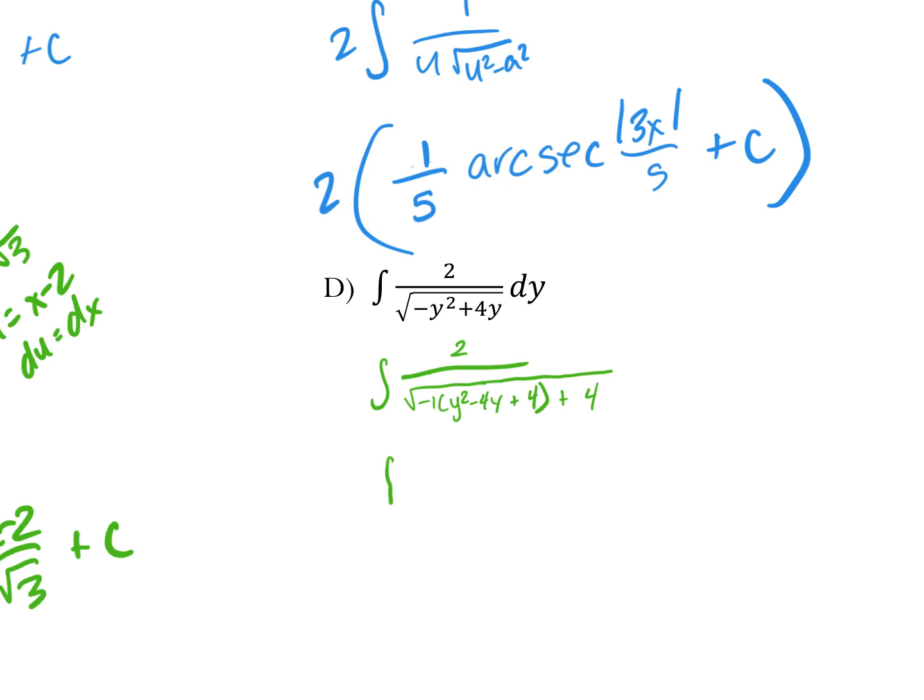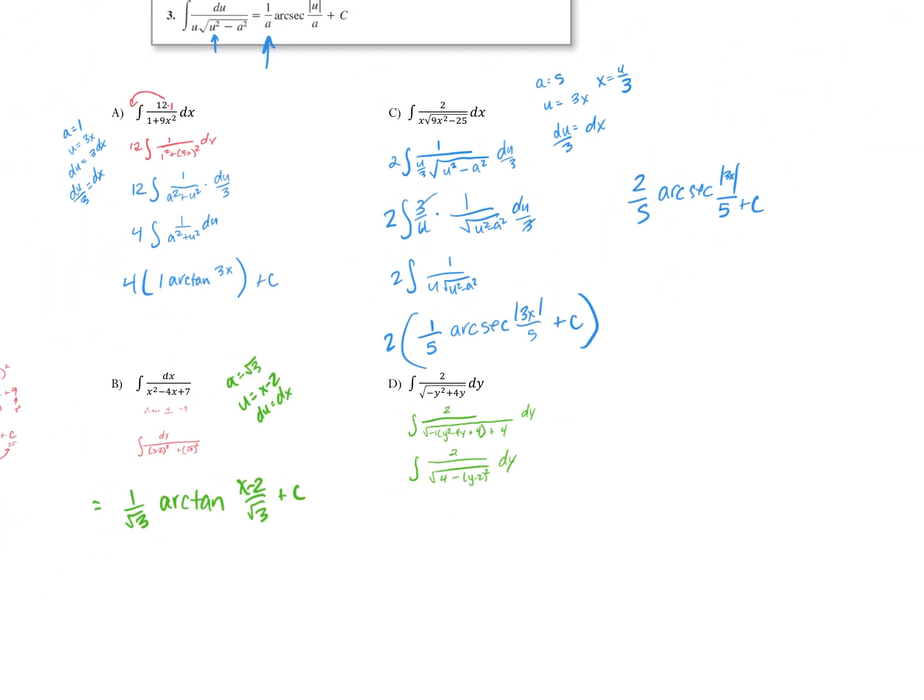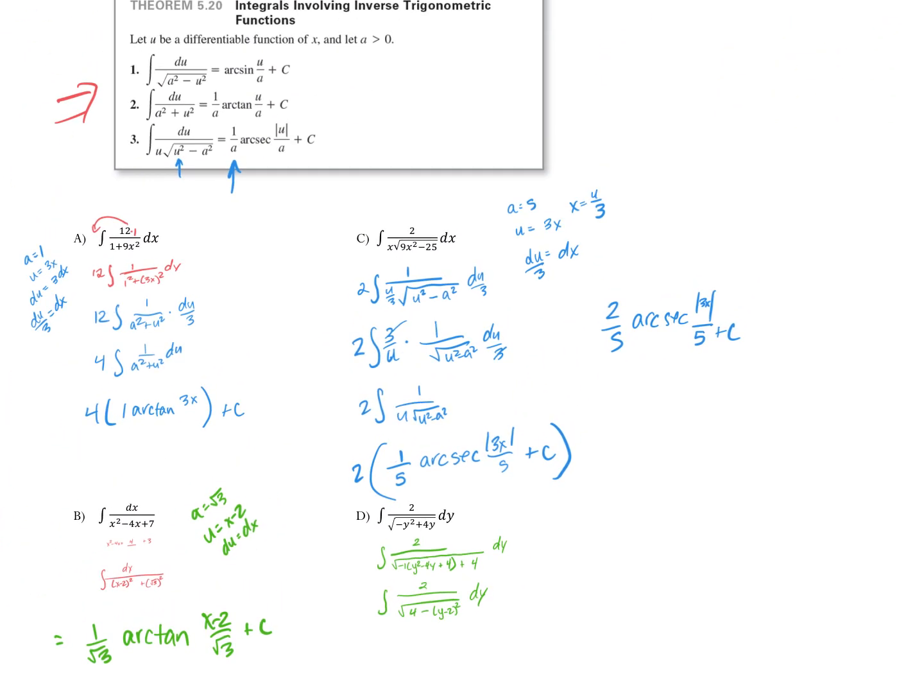So now we have the integral of 2 over the square root of 4 minus y minus 2, the quantity squared, dy. How are we feeling? Does this feel pretty decent? All right, so now what are we looking at? A is 2. A equals 2. B is y minus 2.